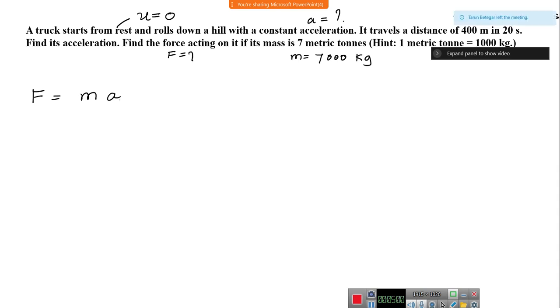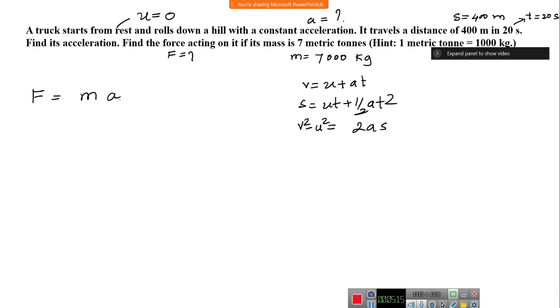We have three equations here. v is equal to u plus at, and s equals ut plus half at square, and then v square minus u square is equal to 2as. Now you have to see what is available. Here we have a and t, but v, the final velocity, is not given, so we cannot use this. But here s is there, s is 400 meters, and t is there, t is 20 seconds, and then u is there, u is 0, so we can very well use this equation.